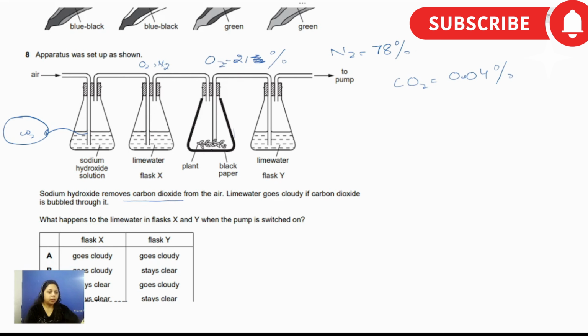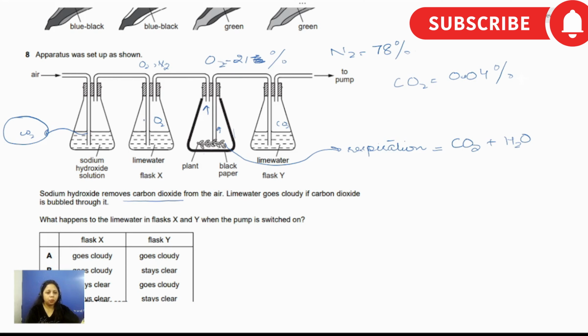Now here a plant is there which is covered with black paper. If it is covered with black paper, it means there won't be any photosynthesis. So if there is no photosynthesis, then respiration must be taking place. And what are the products of respiration? Carbon dioxide and water. So carbon dioxide is going to move in this area as well and from here as well, in both tubes.